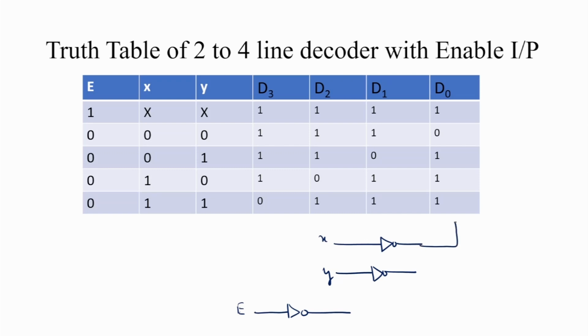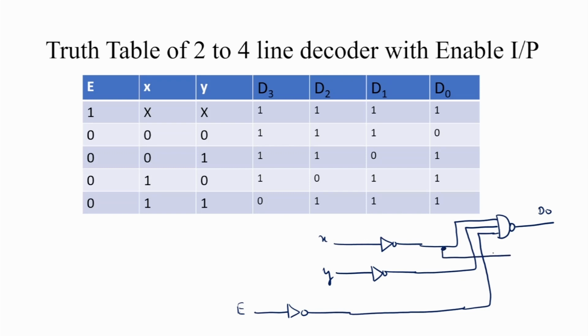This is D0. x, y, and here this is E, all are connected by using a NAND gate. This represents value D0. Similarly here, x complement, y: here we take the value of x complement, and here we take the value of y, and the third input is taken as E complement.